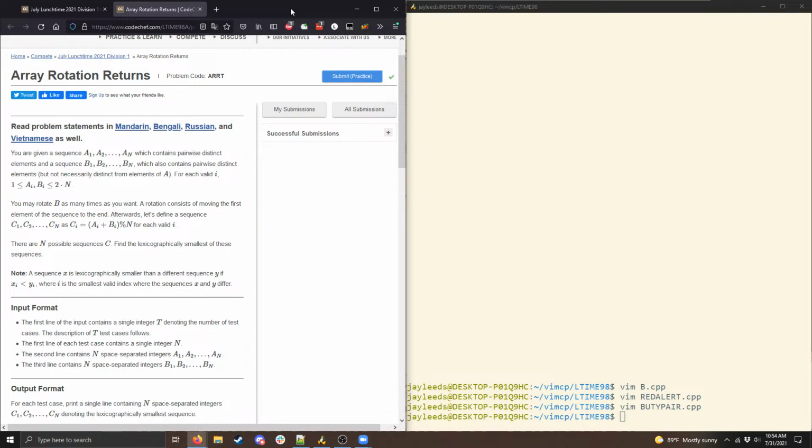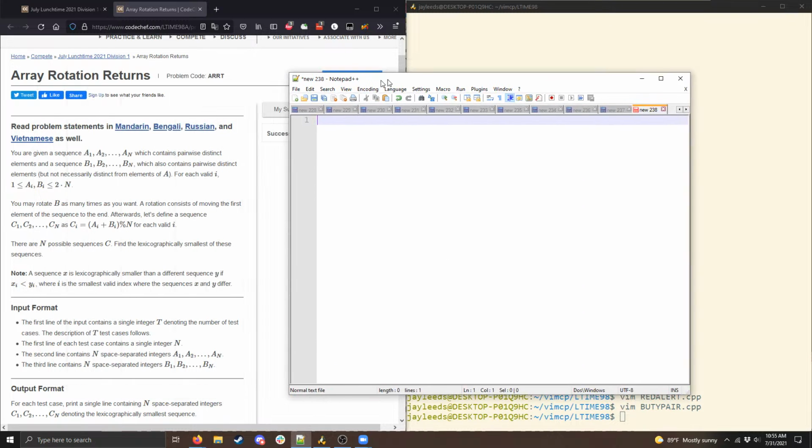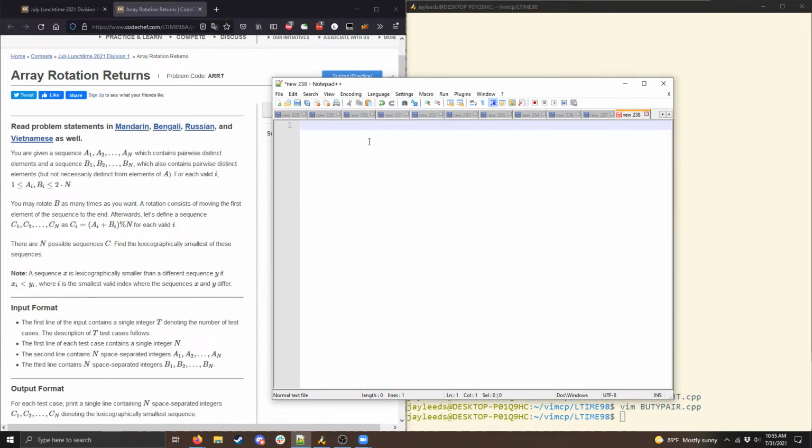All right, so back to array rotations. Now, something that you should be thinking is, here I actually am not going to hesitate to generalize. Every problem about finding a lexicographically minimal sequence is inherently greedy.